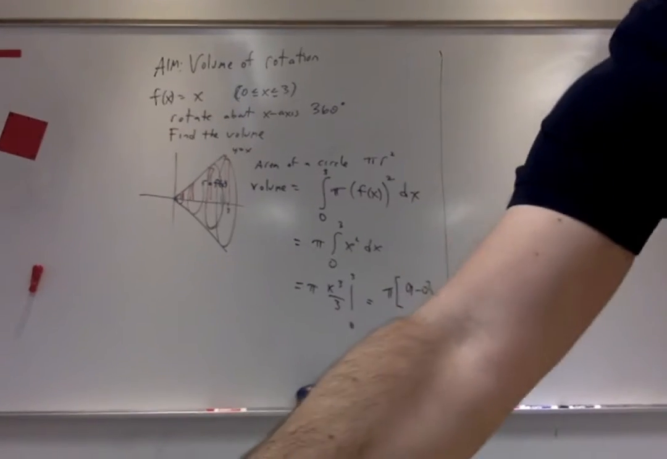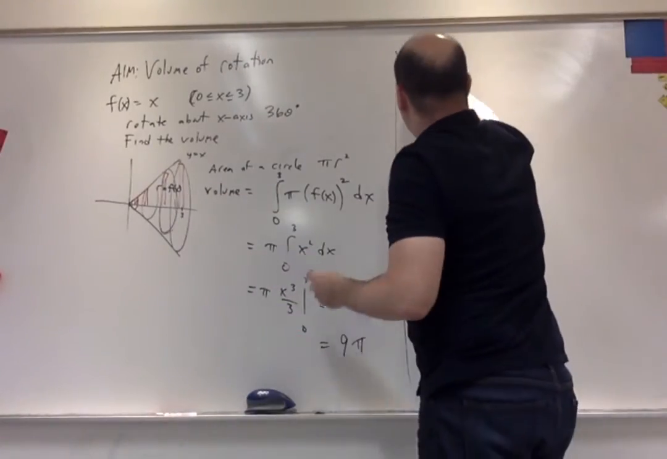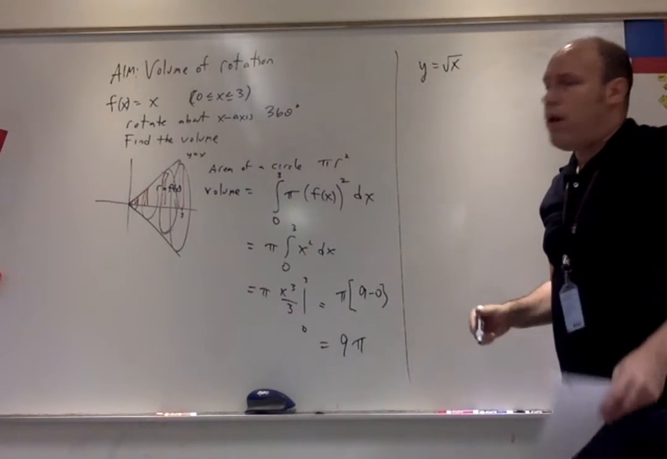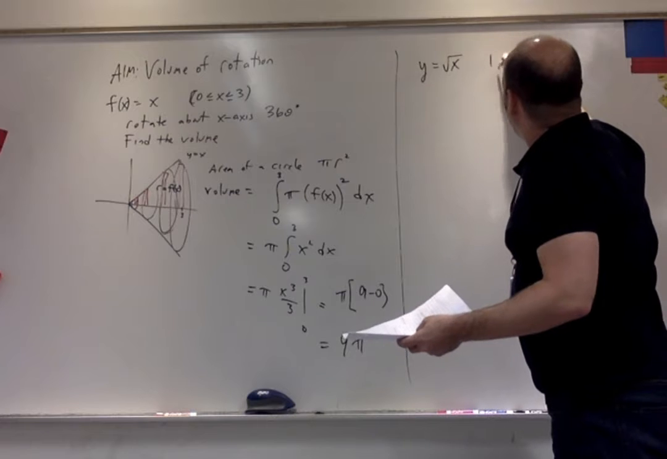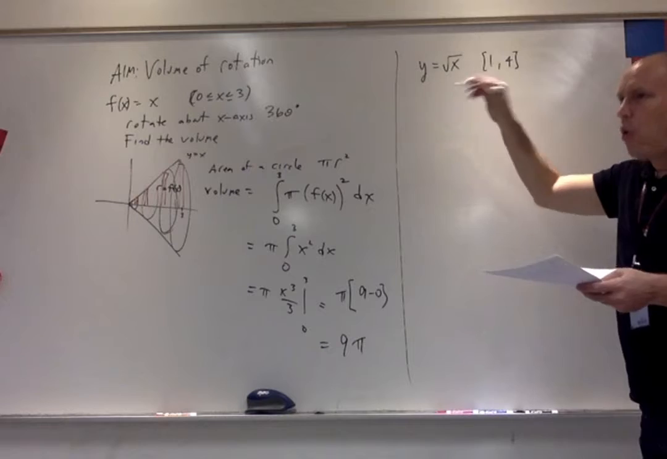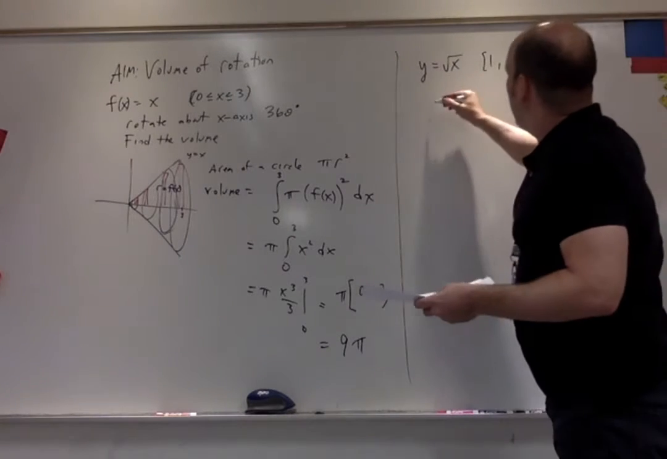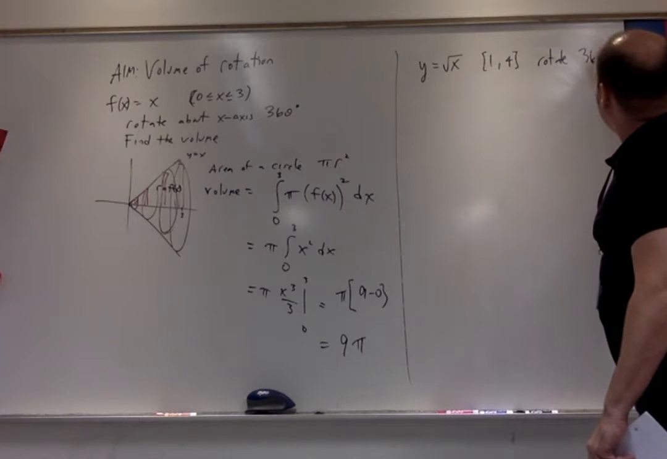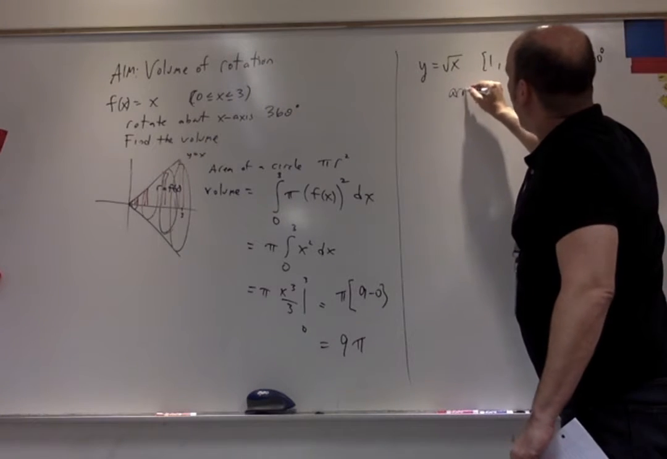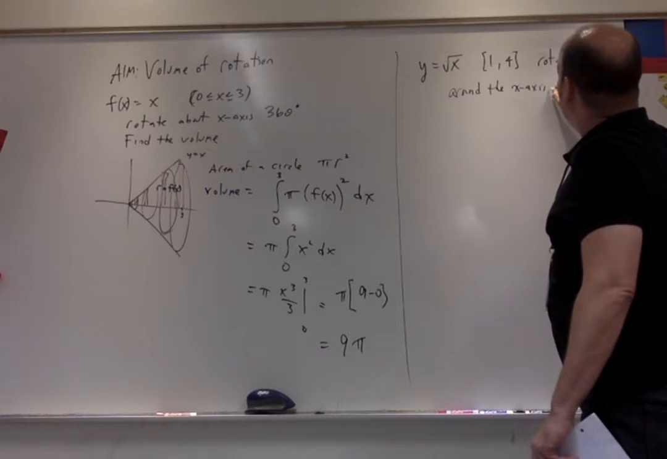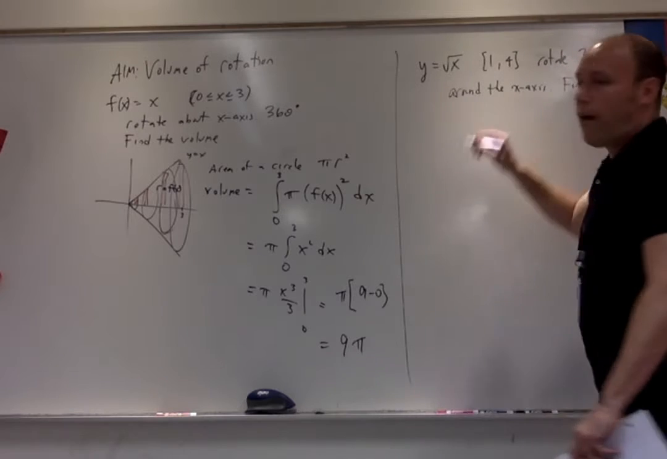Let's try another example. Let me move the computer over. This time, let's take y equals radical x from 0 to 4. Actually, let's make it from 1 to 4. And let's rotate that also 360 degrees around the x-axis, and then find the volume.